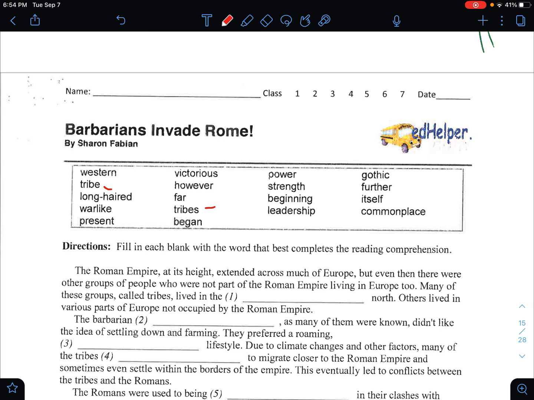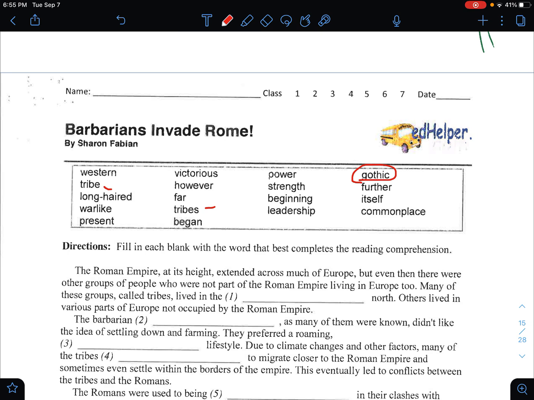Gothic. This is a really big word, and I want you to start thinking about that. What does the word Gothic mean? When we think of the word Gothic today, it means something dark, something spooky. It comes from this time period, and it comes from the tribes that attacked the Roman Empire, the Visigoths, the Ostrogoths, and so forth. Further, itself and commonplace.